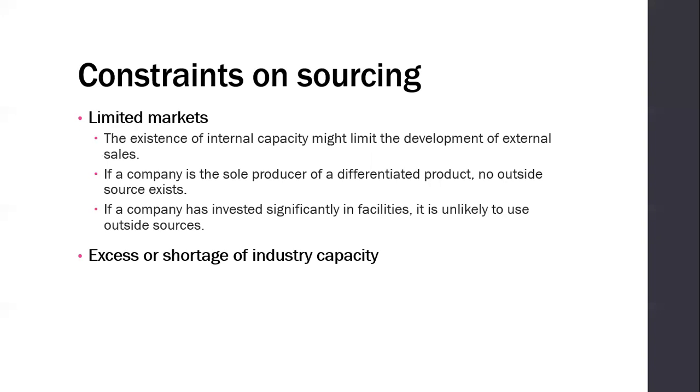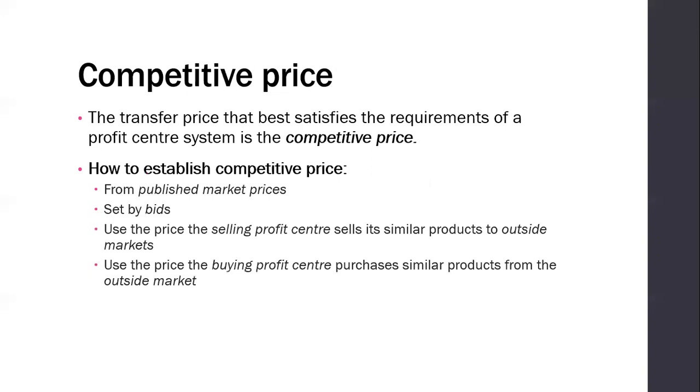Okay. Of course, excess or shortage of industry capacity is also a constraint. Now, sometimes there's simply excess capacity and therefore there's no market for third-party sales or external sales. So wag ka na lang mag-transfer price kung ganon. Okay? Transfer prices should always be based on competitive pricing. So the transfer price that best satisfies the requirements of the profit center system is a competitive price. Kasi it being competitive, it contributes to it being arm's length.